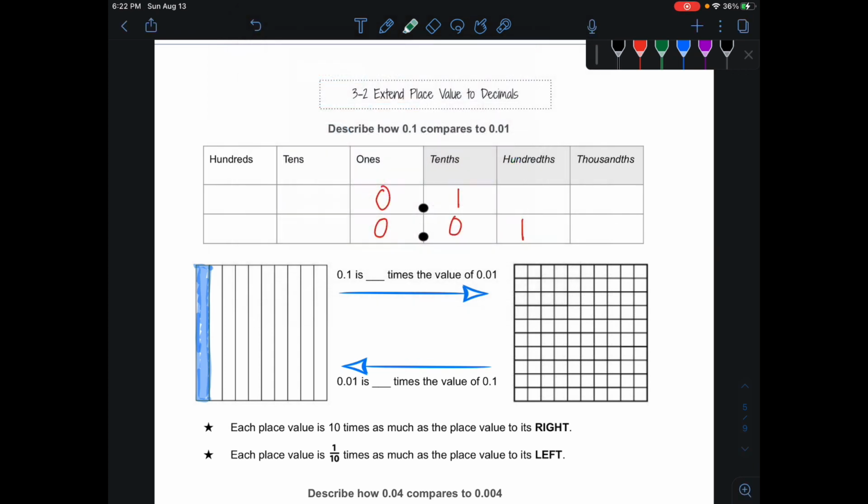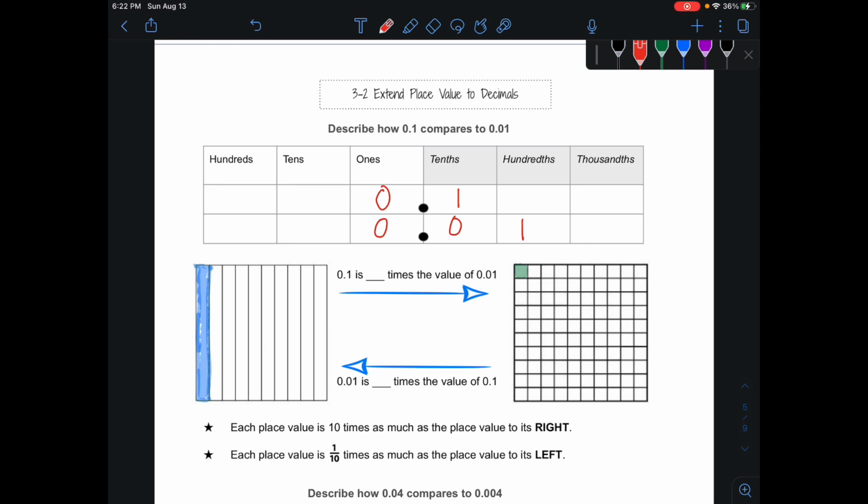Okay? And then 0.01 means it is 1/100. Hence why this grid is divided by 100. There are 100 squares to make up 1, the number 1. Okay, since we only have 1/100, we only fill in 1 square unit. Okay, let's figure this out.